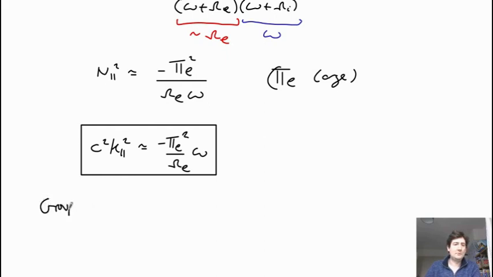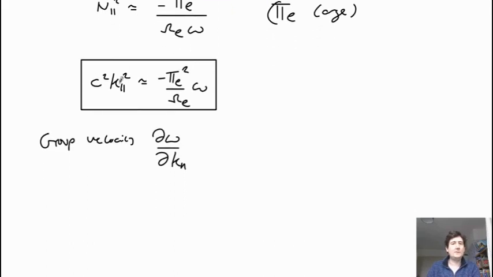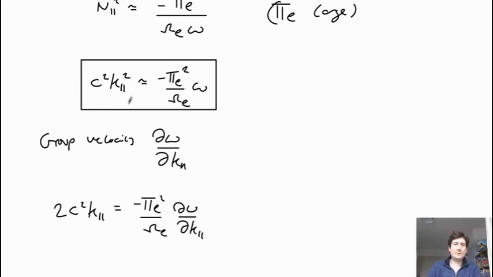So the group velocity, which is the velocity that the information or energy is transferred, is d omega by dk, or in this case dk parallel because it's propagating along a field line. And so we can differentiate this formula with respect to k parallel, and so you just end up with a 2c squared k parallel on the left, and then on the right we have omega pe squared over omega e d omega by dk parallel. And now we can substitute in this, so we have an expression for k parallel here. We can just take this k parallel and substitute into there, and you can see you end up with a square root of omega factor on the left hand side here.